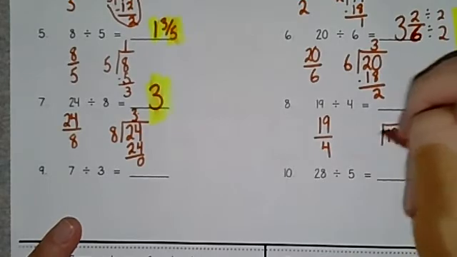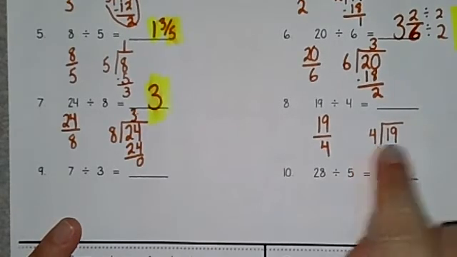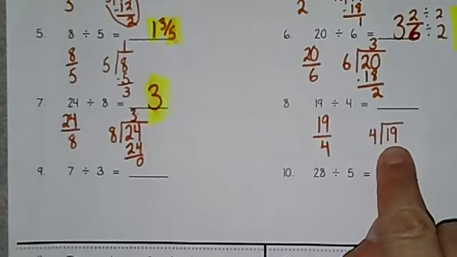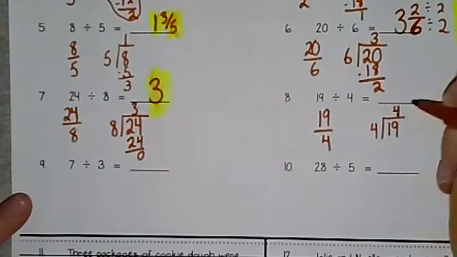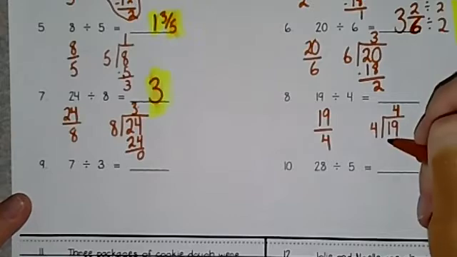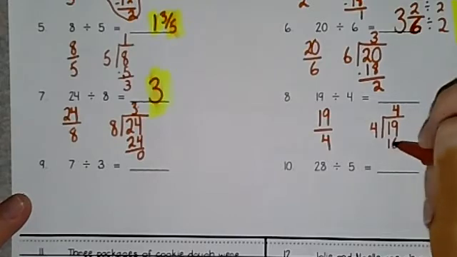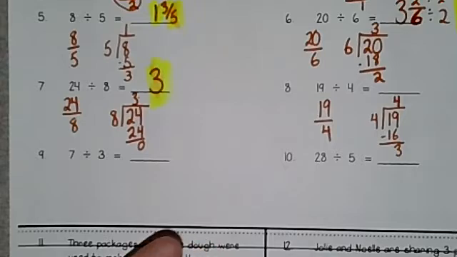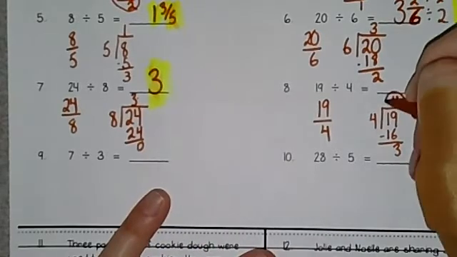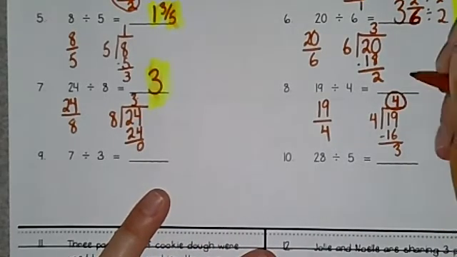Divide 4 into 19. Good. All right, Malachi, how many 4s are in 19? 4. What's 4 times 4, Malachi? 16 is correct. 19 minus 16 is 3. Now, Malachi, how do I write that as a mixed number? What's my whole number? Good.